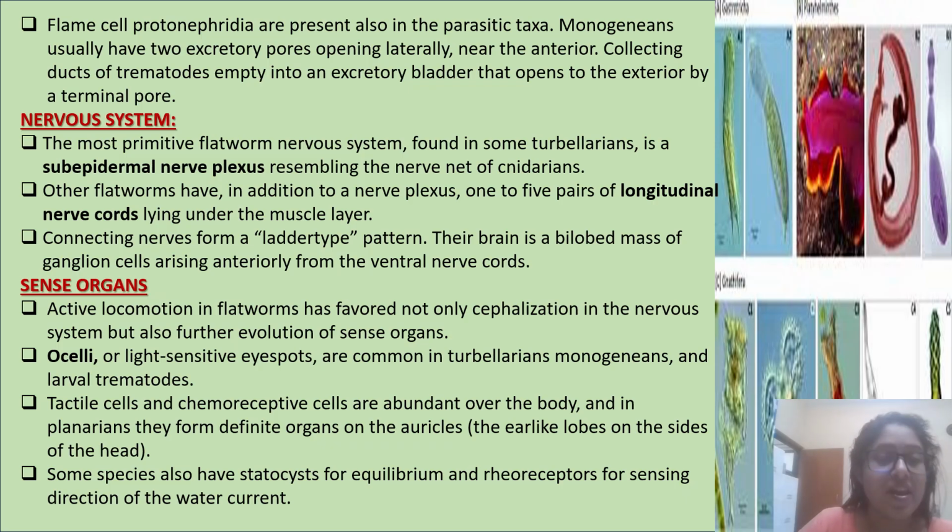Next, sense organs. Active locomotion in flatworms has favored not only specialization in the nervous system but also further evolution of the sense organs. Ocelli, or light-sensitive receptors, are common in turbellarians, monogeneans, and larval trematodes. Tactile cells and chemoreceptive cells are abundant over the body, and in planarians they form definite organs on the auricles. Some species also have statocysts for equilibrium and rheoreceptors for sensing the direction of water current.